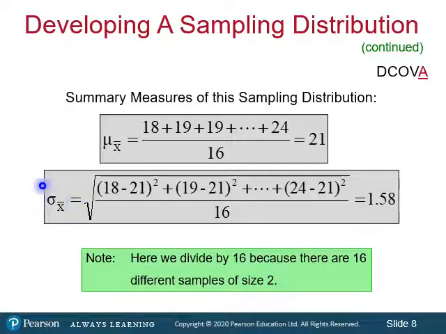The second formula we have here is called the standard error. The standard error is actually mu x bar here equals to each of the xi's minus the mu, square it, and then when we total up, we will now divide by 16, not 4, because now we have taken 16 samples. So the standard error that we get will be 1.58.